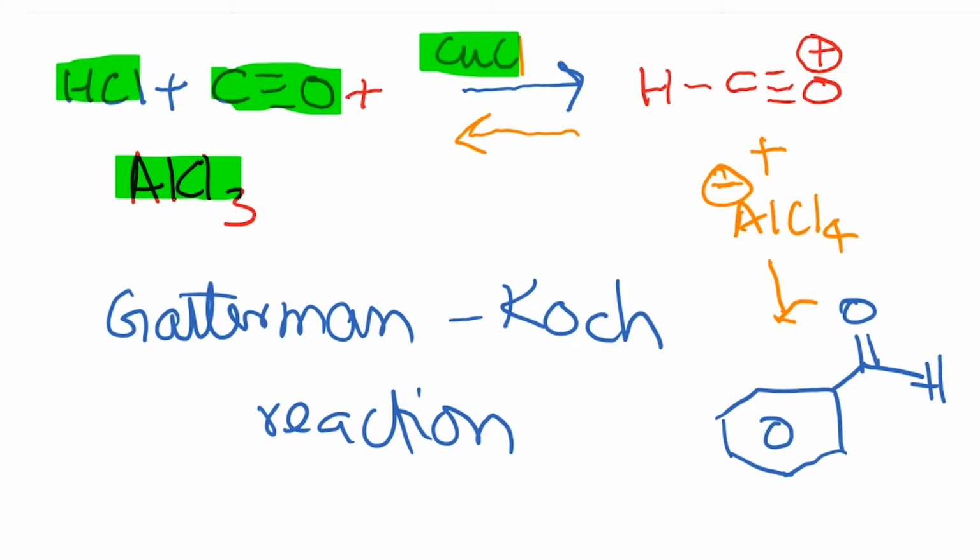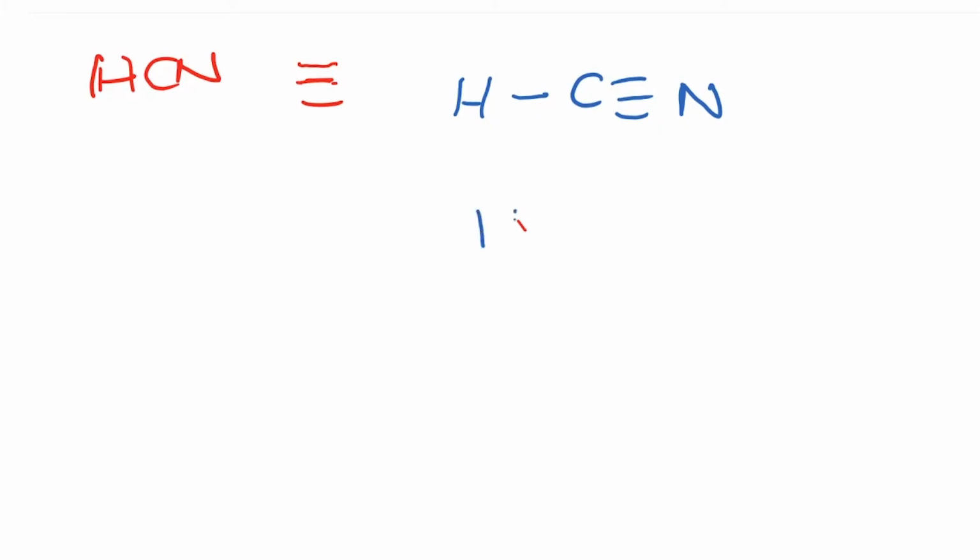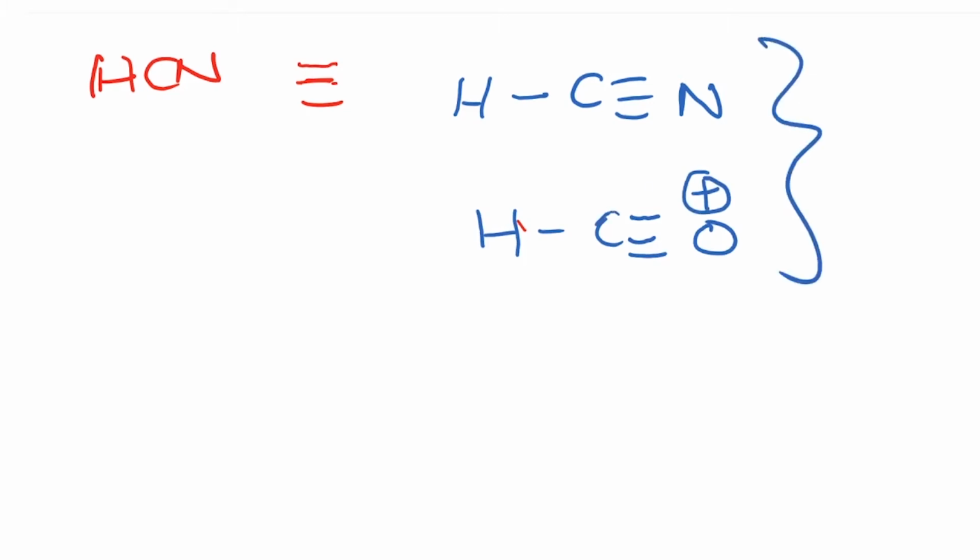Now there's a variation of this reaction, which is that instead of using carbon monoxide, you could also use HCN, which is hydrogen cyanide. HCN is essentially C triple bond NH, and if you recall, the intermediate that we were looking at was HC triple bond O. These are isoelectronic, and so you can use HCN for this same formylation reaction. The reaction conditions that can be used are HCN in the presence of an acid, you can use HCl and a Lewis acid, and it's going to give you the product.